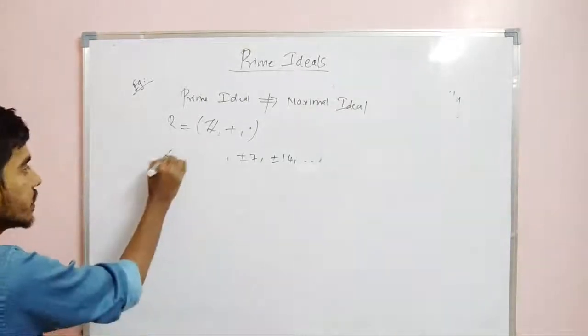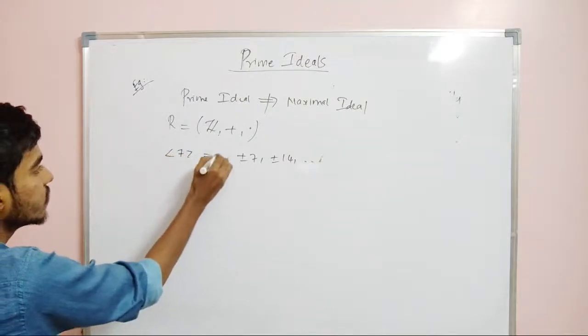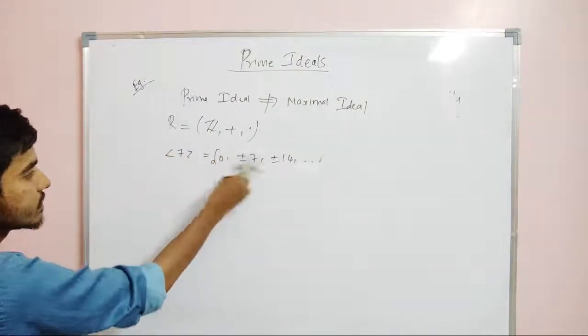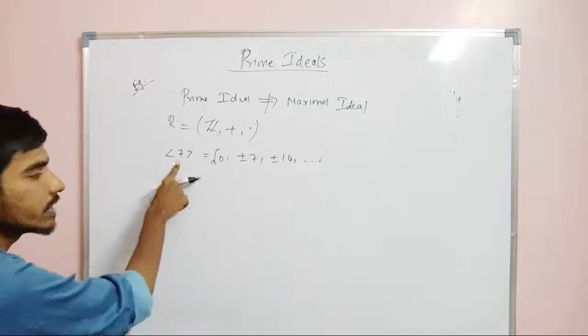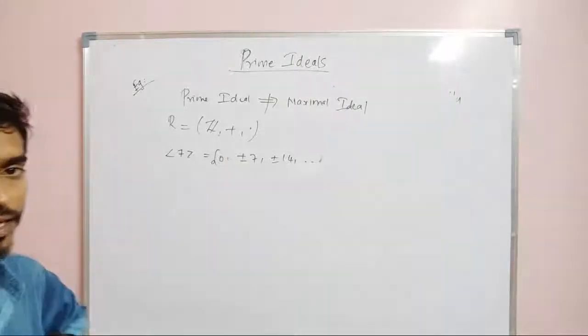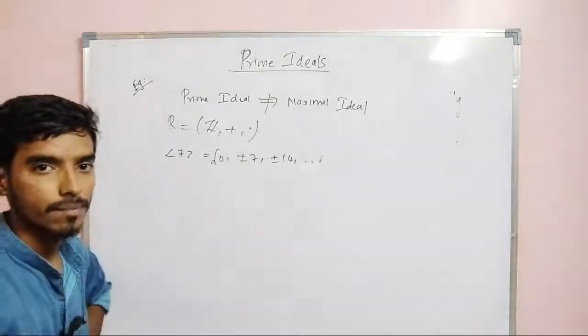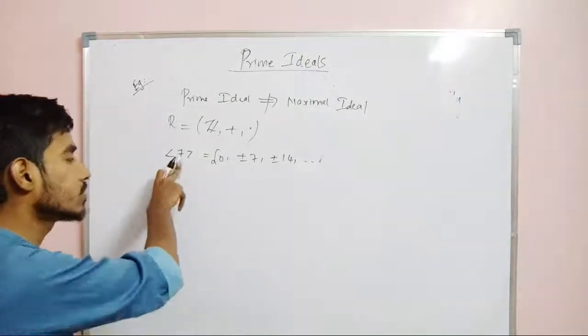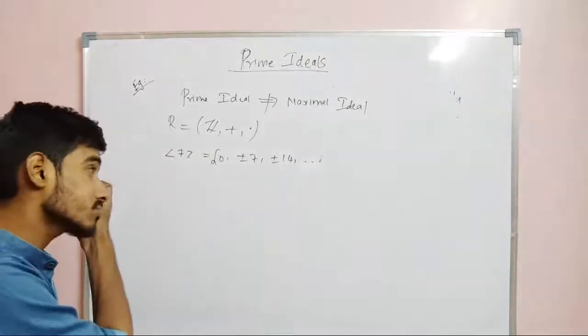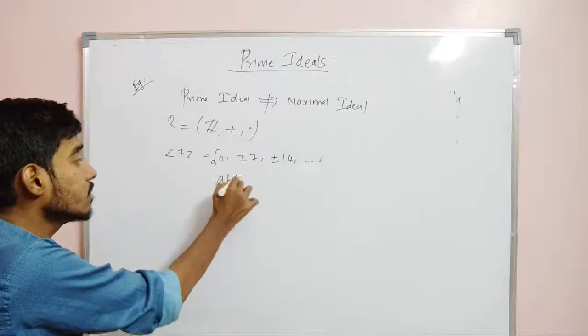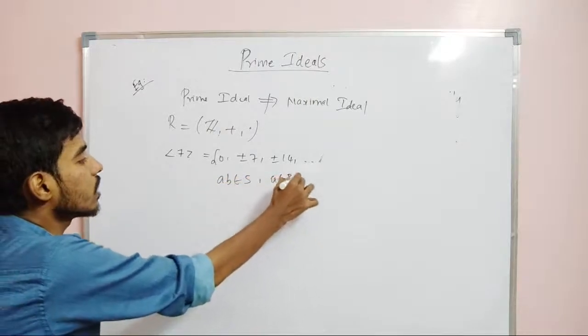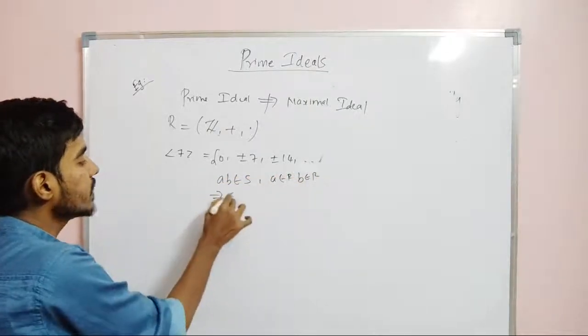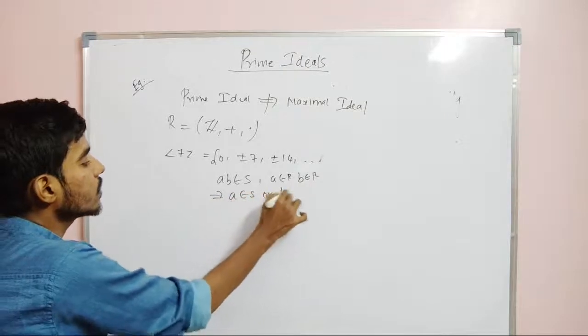For example, if I take the ideal generated by 7, then this set contains 0, plus or minus 7, 14, etc. This is a prime ideal. Just now we have seen that in the integers an ideal is said to be prime if it is generated by a prime number. Therefore, 7 is a prime number, and you can easily verify that if AB belongs to S, with A belonging to R and B belonging to R, this implies either A belongs to S or B belongs to S.